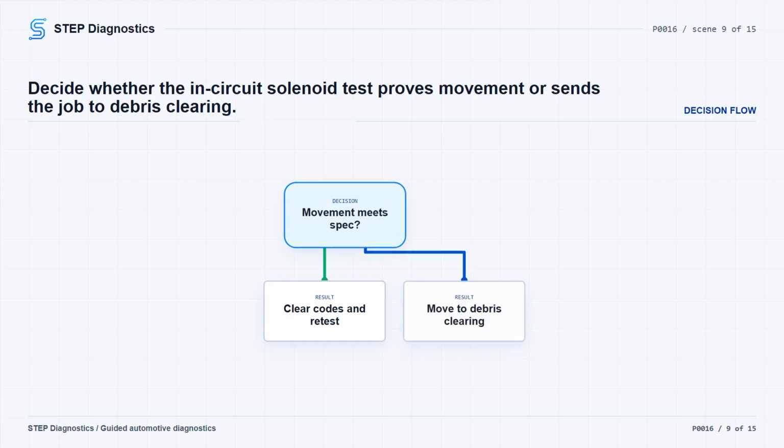If VCT movement is 20 degrees or more, the concern is not present at this time and may have been caused by an oil flow restriction removed by operating the VCT system. Clear the PCM codes and repeat the self-test. If movement is not 20 degrees or more, continue to the debris clearing step.